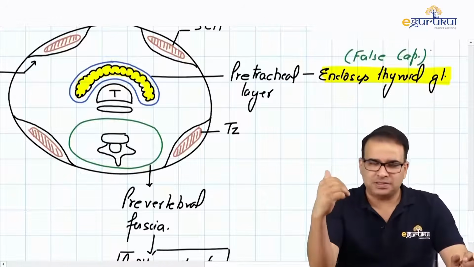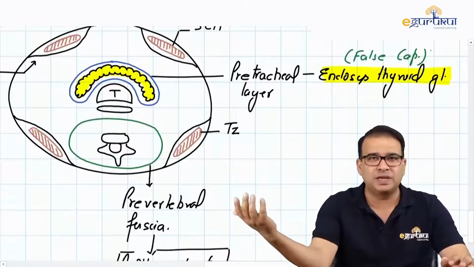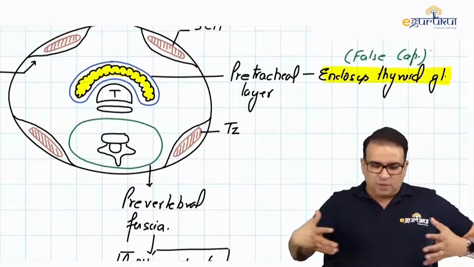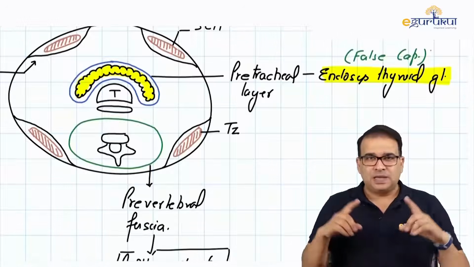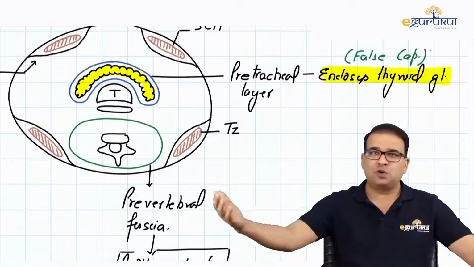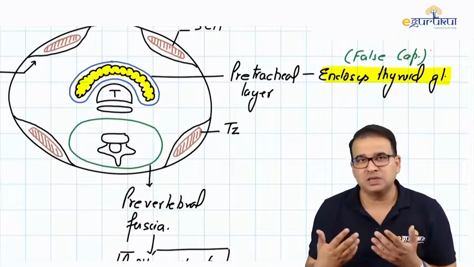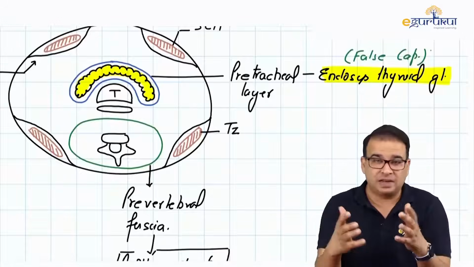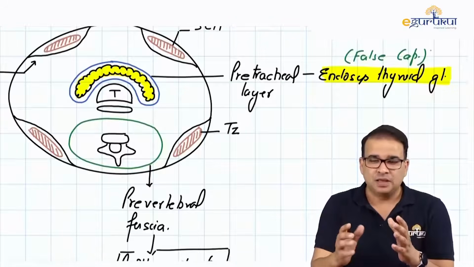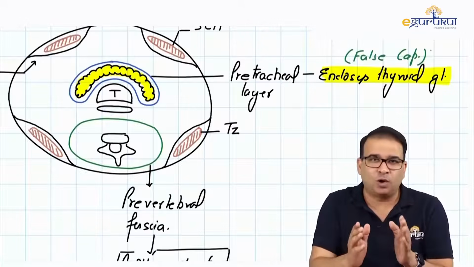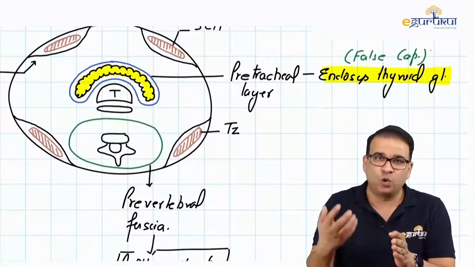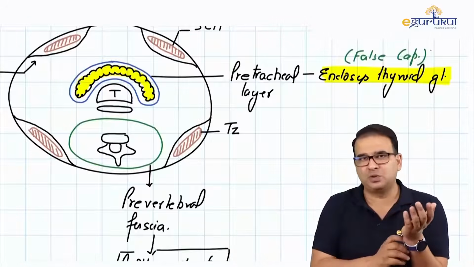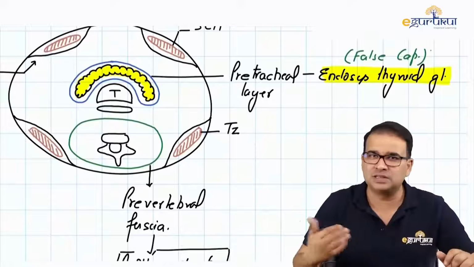See, any extension or any capsule which is coming from outside can never be a true capsule. When you look at the pelvic fascia, it forms a capsule around the prostate gland. So that pelvic fascia around the prostate gland is also contributed from the outside. So that also is a false capsule. Same story here. The pretracheal layer is contributed by the deep cervical fascia. So it is a false capsule. A true capsule is always the condensation of the gland's own stroma. If the stroma of the gland is forming a fascia, then you call it a true capsule. Otherwise, they are all false capsules. Doesn't matter where they are coming from.